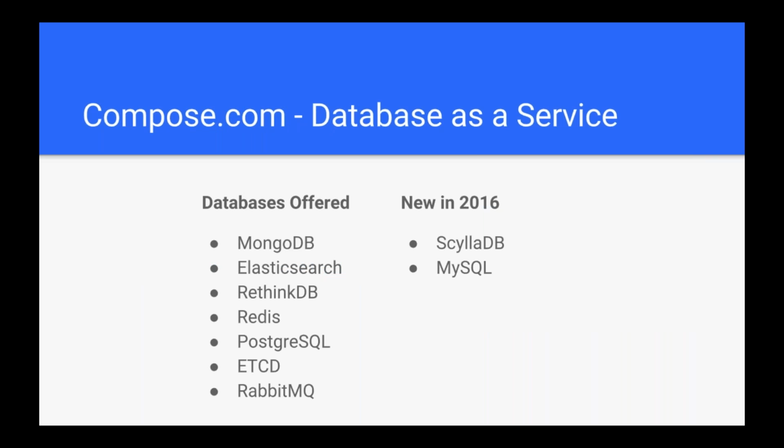So, like John said, Compose.com is a database as a service offering. The databases that we offered prior to 2016 were MongoDB, Elasticsearch, Rethink, Redis, Postgres, etcd, and RabbitMQ. And new in 2016 are ScalaDB and ScyllaDB and MySQL. Now, we started with MongoDB, so it's the first one listed there.